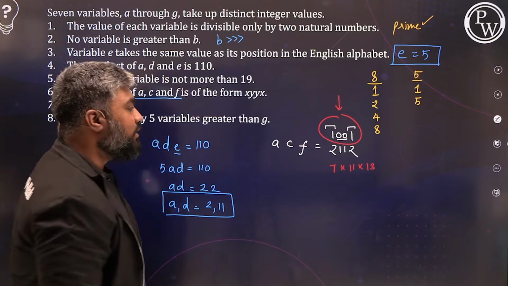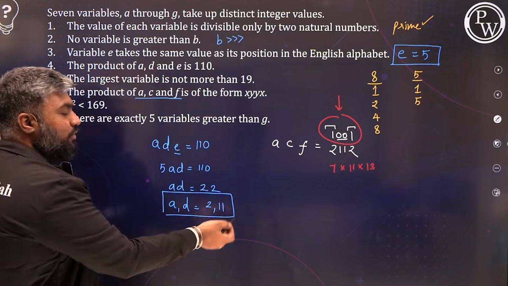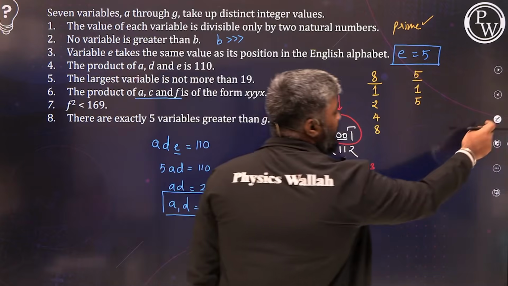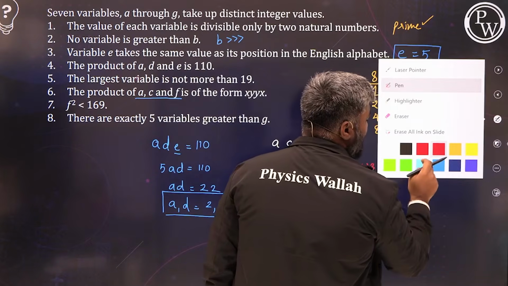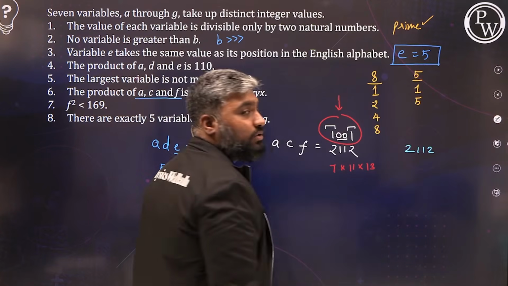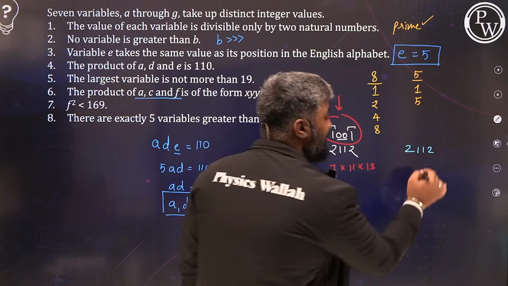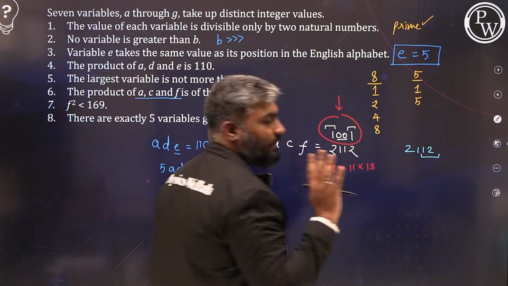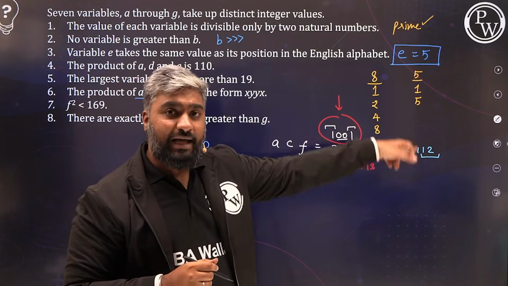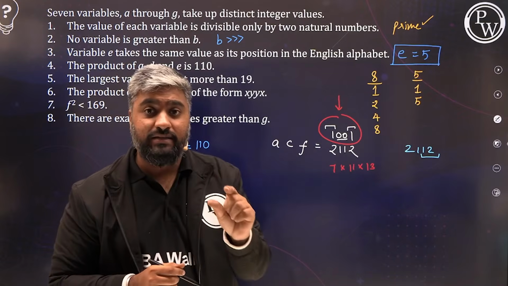I'll tell you why. I know that A and D could be 2 or 1, right? If you look at 2, 1, 1, 2, I'll tell you why it won't work, with an example. What is 2, 1, 1, 2? It is a number that is divisible by 4, correct? 2000 plus 100 plus 12, and 12 is divisible by 4.